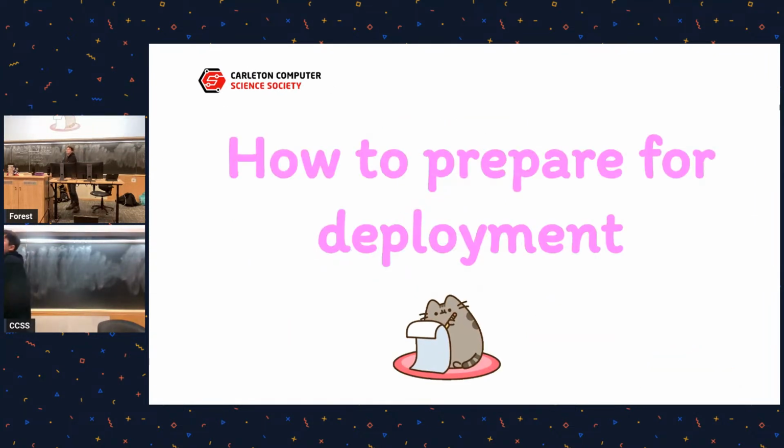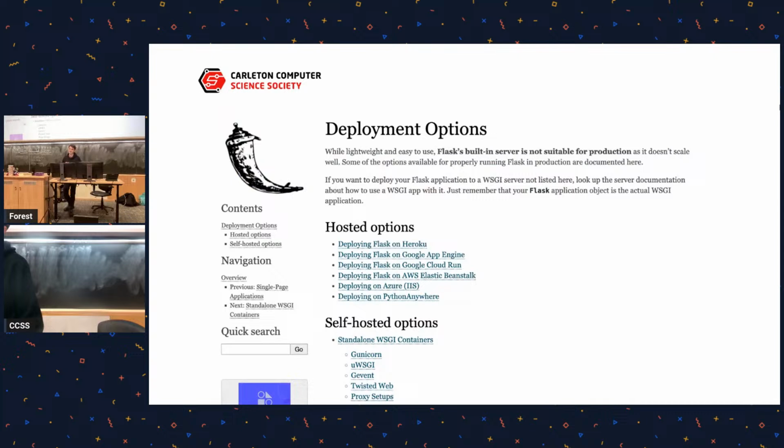The next thing I want to talk about is how to prepare an app for deployment. There are definitely some things you should consider. I put a screenshot here of what the Flask documentation says: Flask has a built-in web server that's not suitable for production. As I mentioned before, there are a lot of different web servers out there for allowing people to access your app, and some of them are definitely more meant for production settings than others.